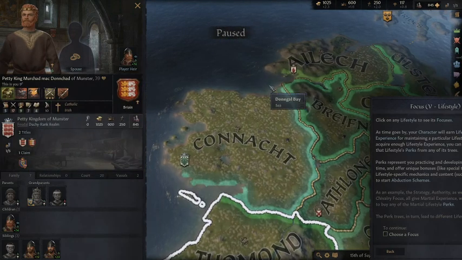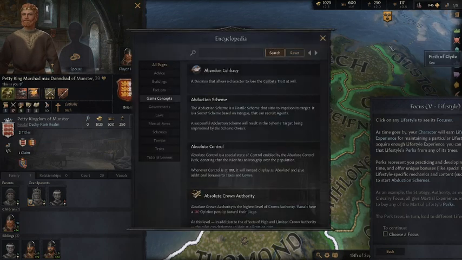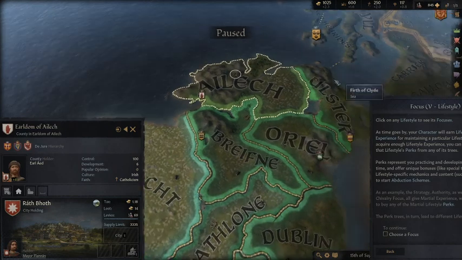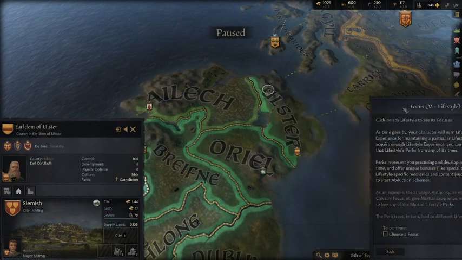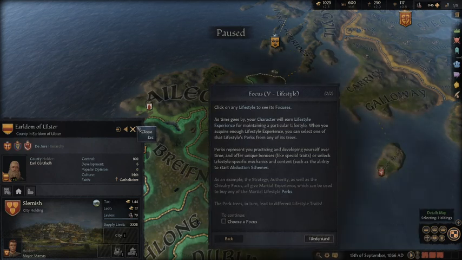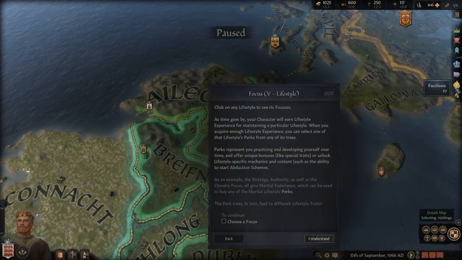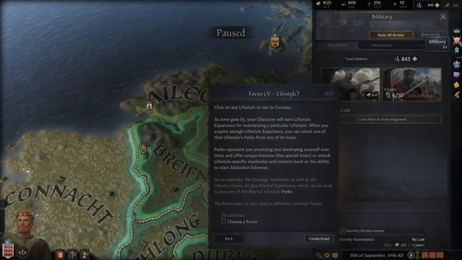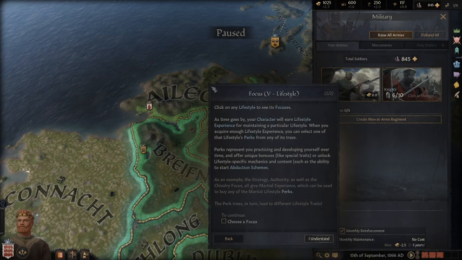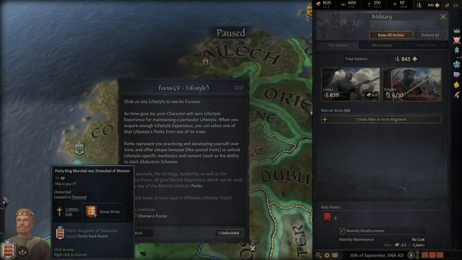You know, I haven't completed the tutorial yet, so I'm gonna have a slightly harder time navigating because I don't entirely know what I'm doing. I imagine it's probably in maybe the military menu. Not from what I can see.